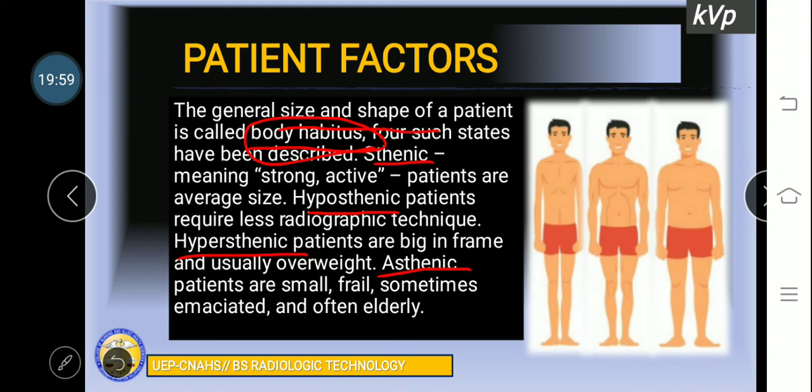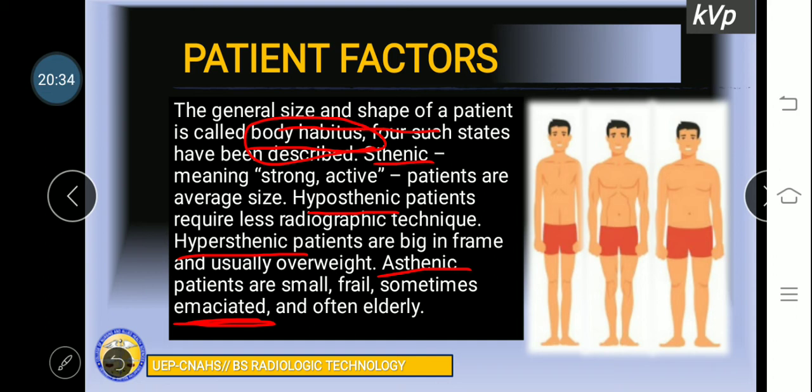So yung sinasabi lang dito, yung athlete na body. So ikaw, makaka-gauge ka na kung active ka or not. So ikaw na yun mag-assess. So we also have hyposthenic, which means patients less or require less radiographic technique. We have hypersthenic, hyper meaning patients are big in frame and are usually overweight. And we have asthenic, patients are small, frail, sometimes emaciated, and often elderly.